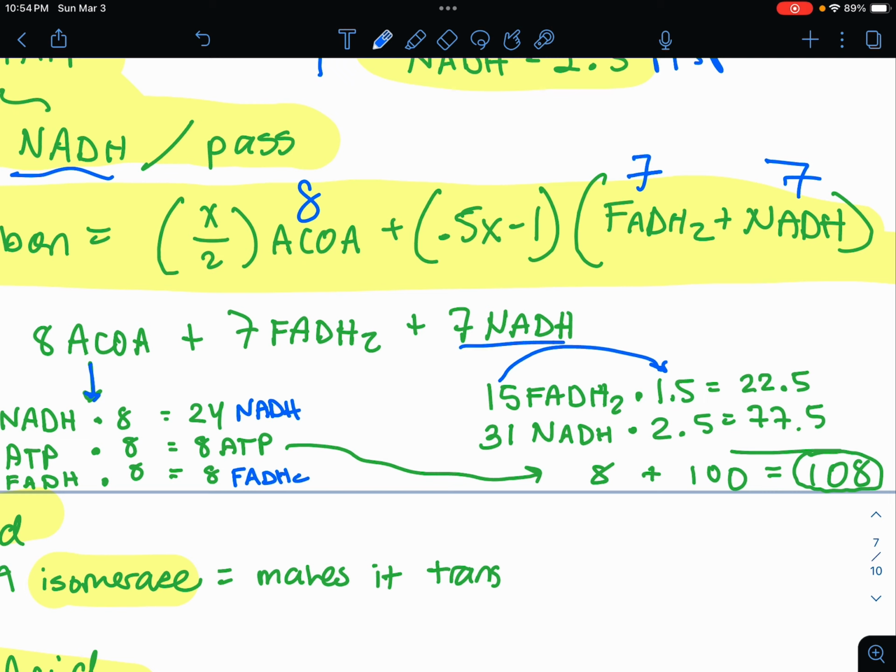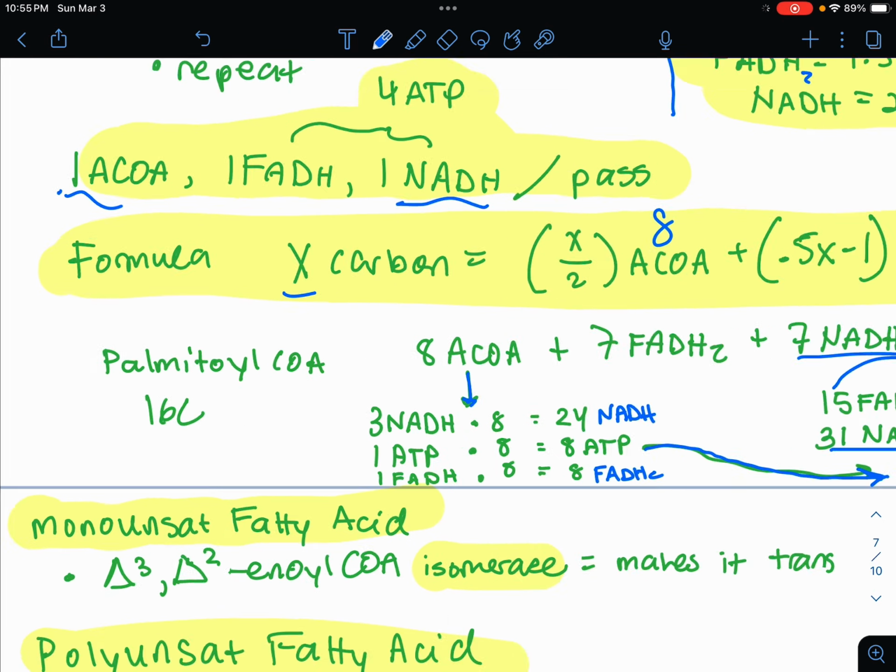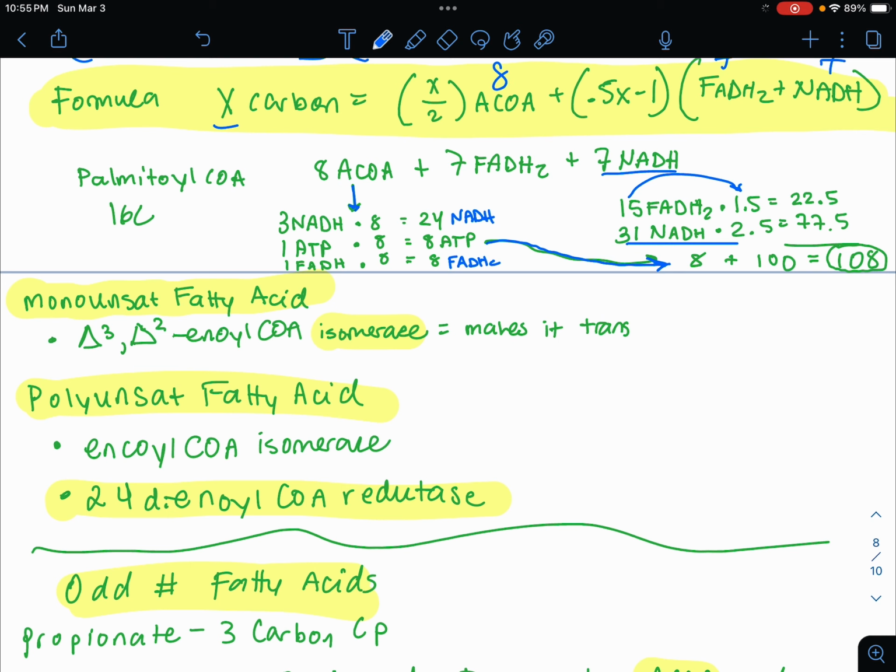We take the 7 NADH from beta oxidation of palmitoyl-CoA, which is a 16-carbon molecule. Then we would add this to the 24 NADH that would come from the citric acid cycle of the 8 acetyl-CoA. That would get us to 31 NADH. Now we take the 31 NADH and multiply it by 2.5 to get to 77.5. That would get us to 100 ATP, but we still need to add the 8 from the citric acid cycles, 8 acetyl-CoA. So 8 plus 100 is 108 ATP for palmitoyl-CoA, a 16-carbon fatty acid.